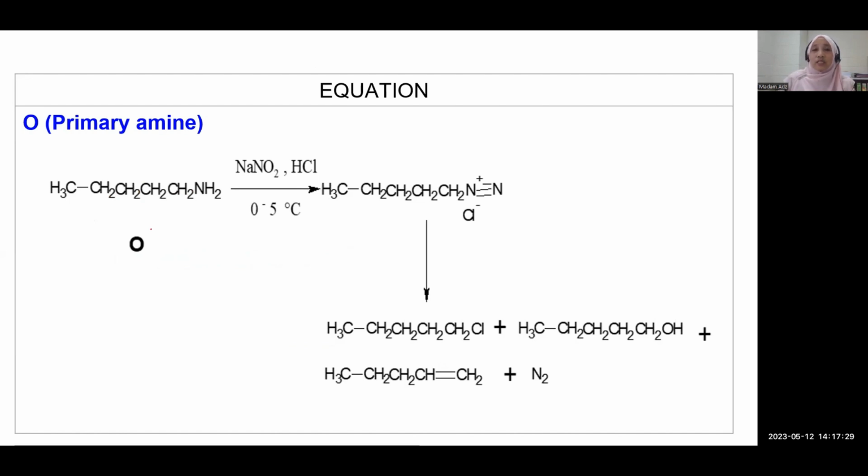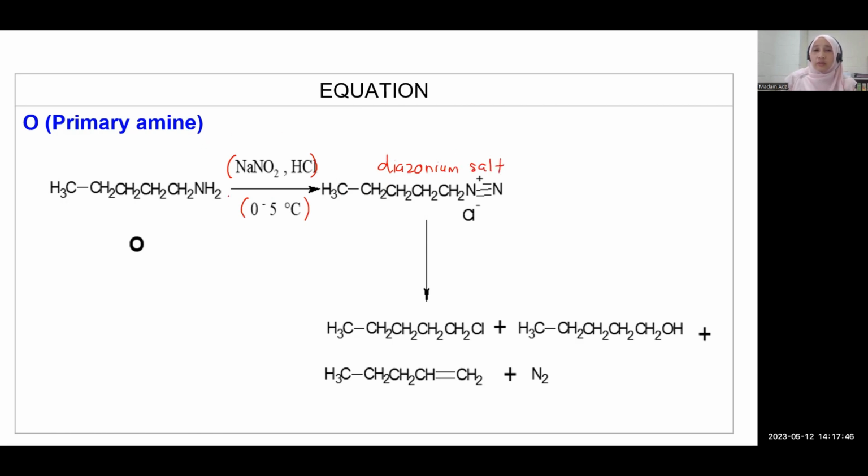Pentanamine, okay, this one is the O. And then kita tuliskan dia punya reagent dekat atas arrow, and then dia punya condition dekat bawah arrow. Okay, so like what I mentioned, dia akan produce ni adalah diazonium salt yang tak stable tu. Diazonium salt yang tak stable.